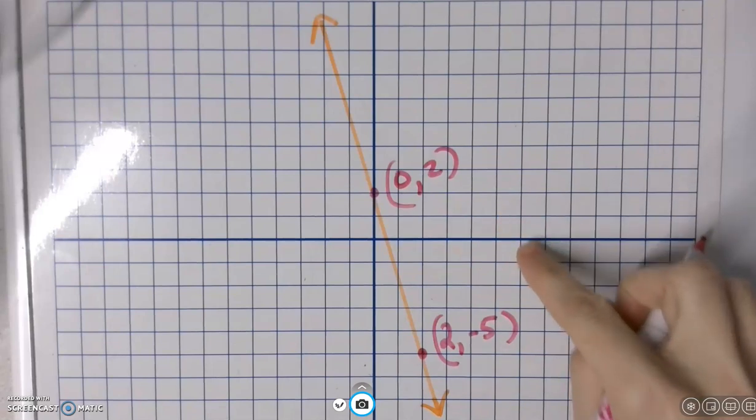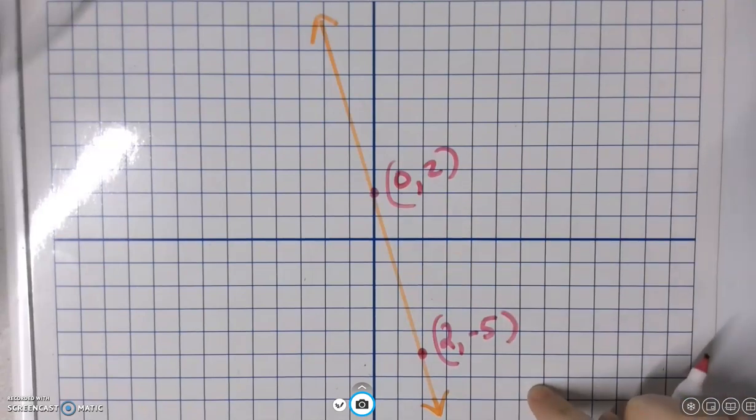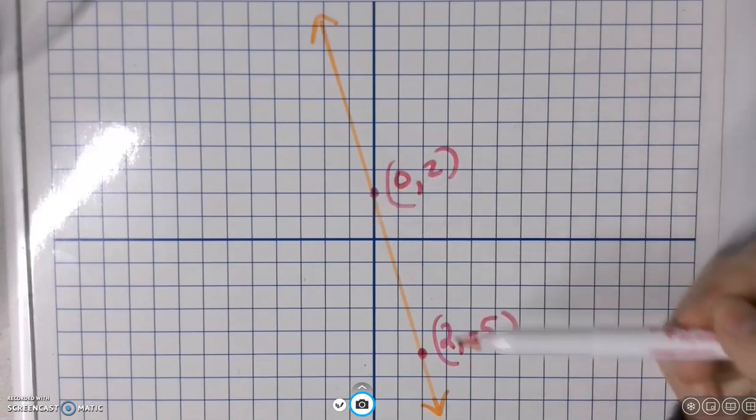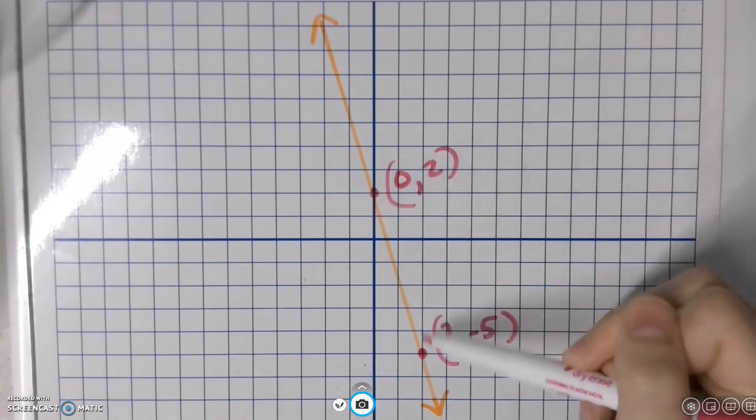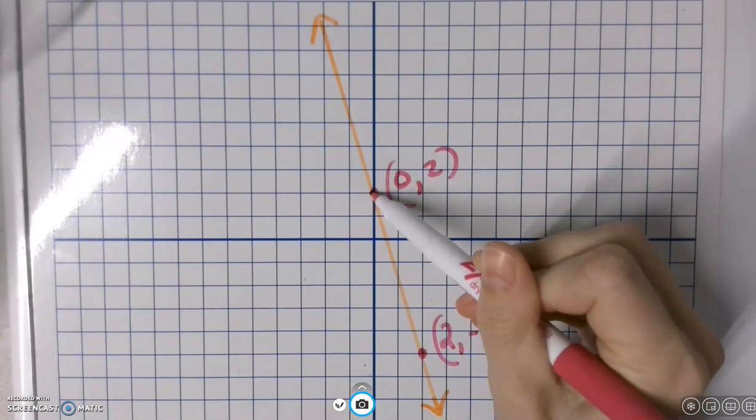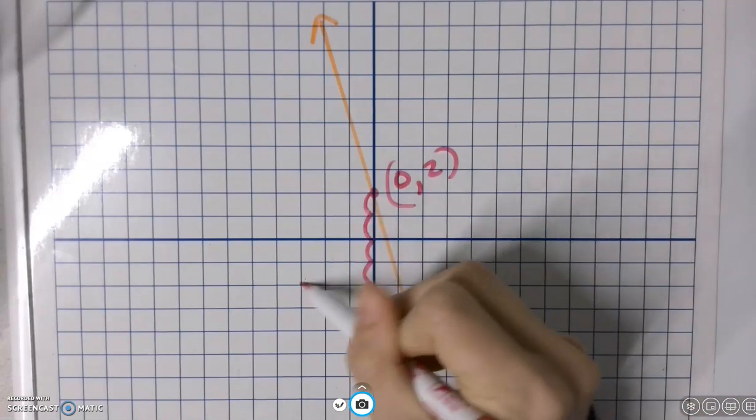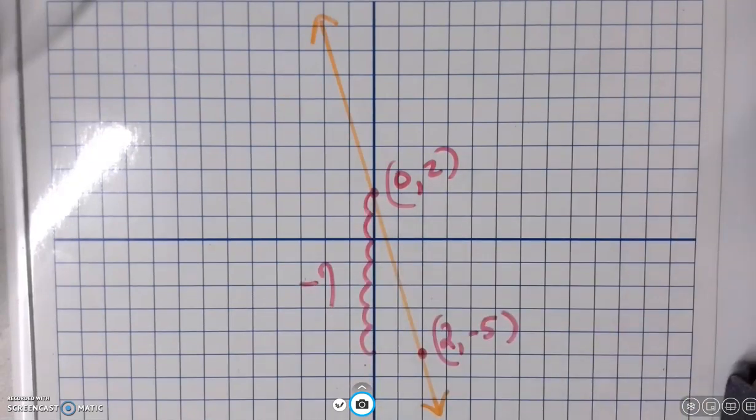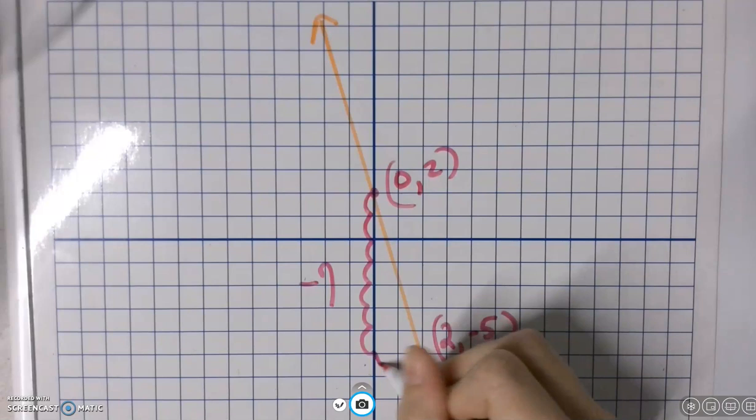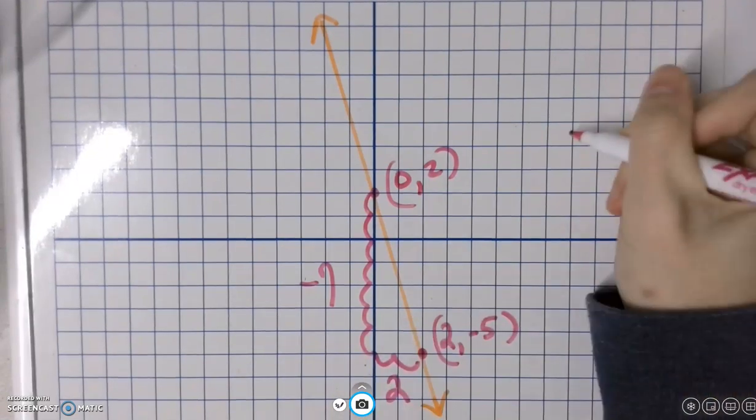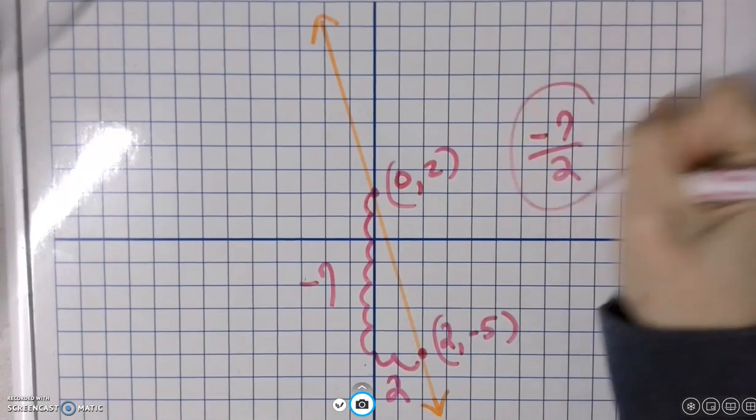To find the slope, we could use these 2 points and do y2 minus y1 over x2 minus x1, or, because we have a graph in front of us, we could just use rise over run. So I go down from this point to this point, 1, 2, 3, 4, 5, 6, 7. That's -7, my rise. And then I go over 1, 2, so +2. So my slope here is -7 over 2.